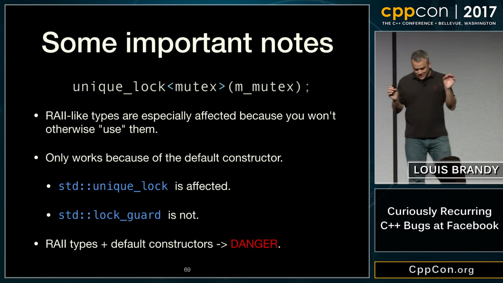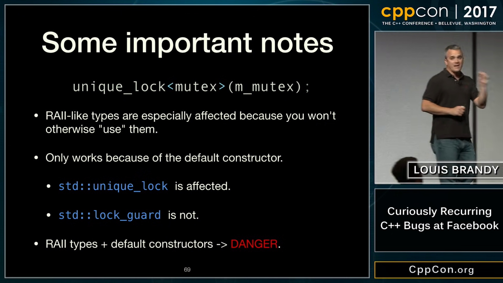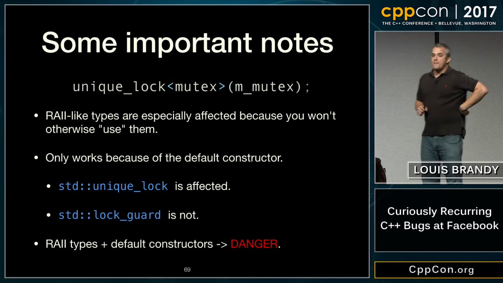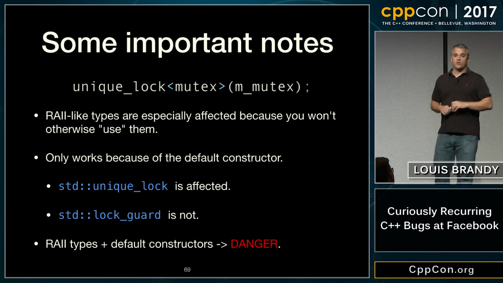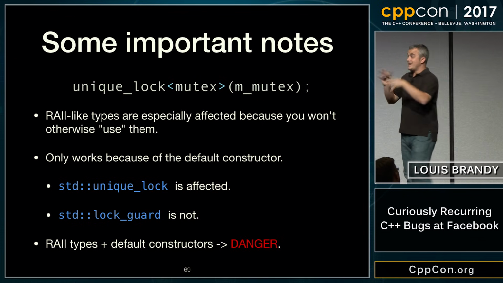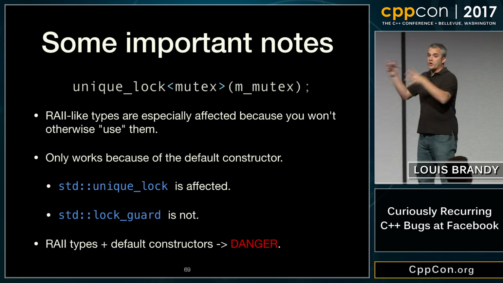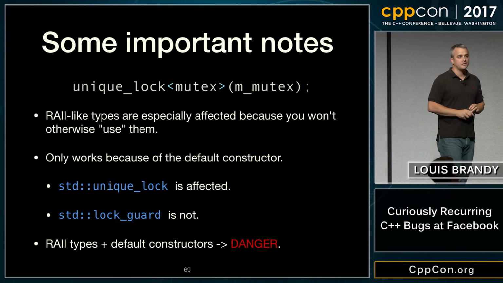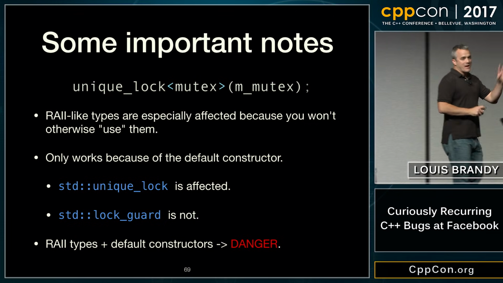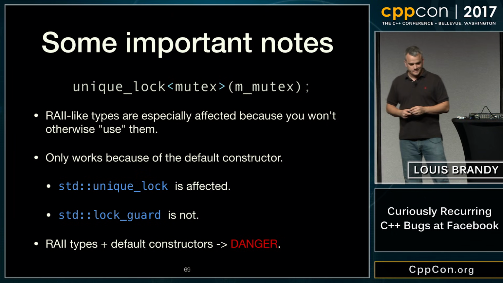So anyway, the TLDR on all this is, if you have an RAII type and it has a default constructor, you're in a very dangerous situation, potentially, where people will try to wrap something and forget to name the object, instead of what they're wrapping, and they'll end up declaring a shadowing thing, okay? So this is my other takeaway for you.